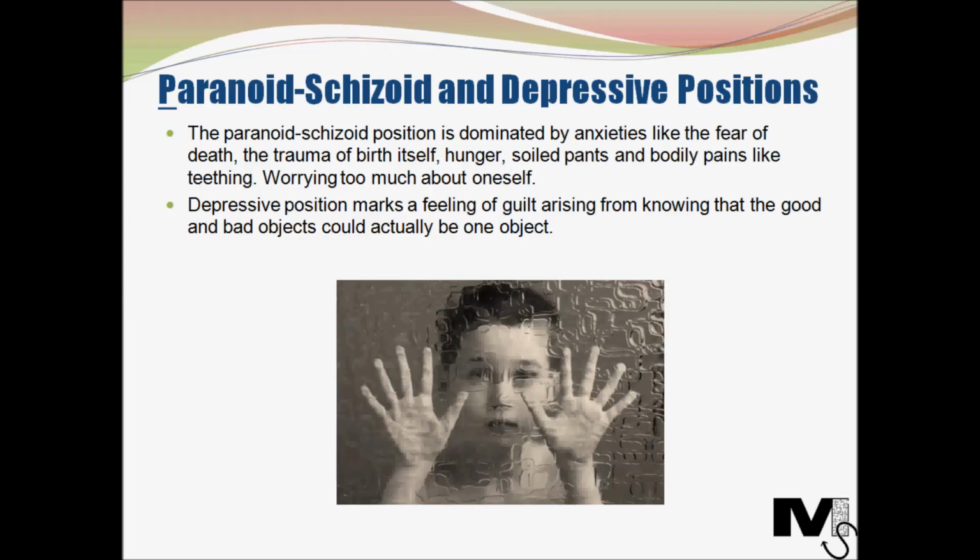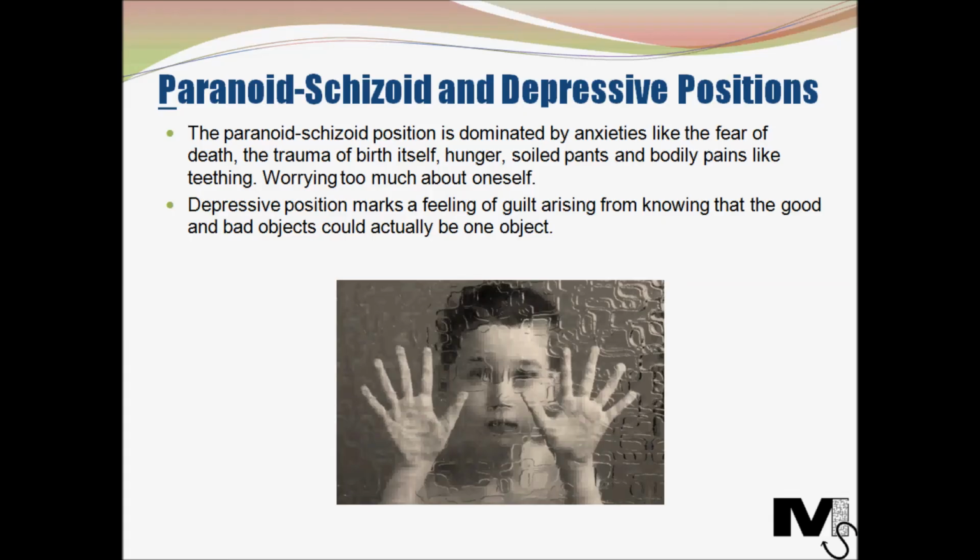From approximately 6 months old, the infant moves towards the depressive position. This marks the start of a feeling of guilt arising from knowing that the good and bad objects could actually be one object. For instance, the good breast and the bad breast belong to the same mother. The infant starts to come to terms with the idea of imperfect whole objects rather than good and bad ones. These are some really important concepts in child development.